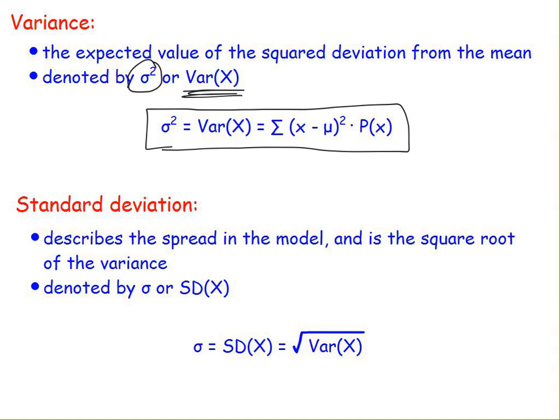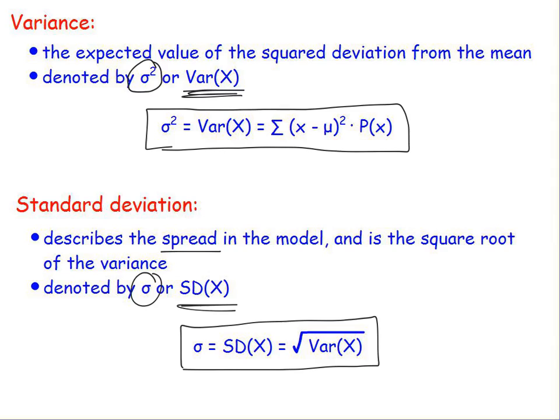Standard deviation, if you remember, tells you how spread out the model is. And we find it by simply square rooting the variance. Standard deviation was sigma, or you're going to see in this unit, SD for standard deviation. So to find standard deviation, you simply square root your variance. So what we're going to do is we're actually going to use the examples that we used last class.